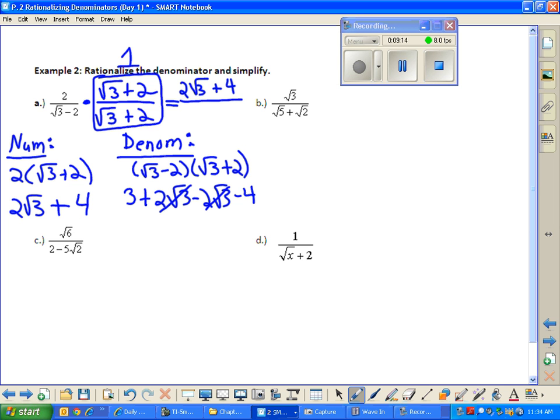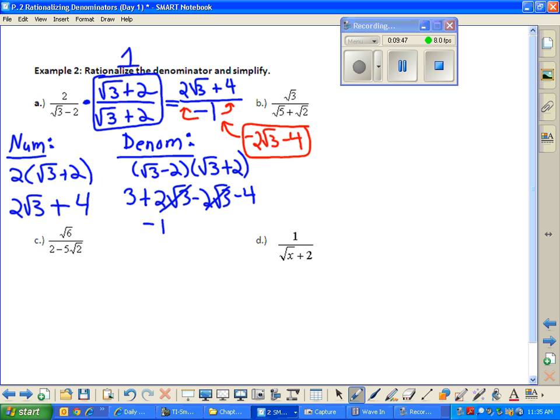And then do you see that? The 2 root 3 and the negative 2 root 3 cancel. So what I have is 3 minus 4 there. 3 minus 4 simplifies to negative 1. So I put my negative 1 in the denominator there. And what else is kind of cool about this one is that you could just divide that negative 1 into both pieces. So the best answer for this one, to pretty it up a little bit, looks like negative 2 root 3 minus 4.